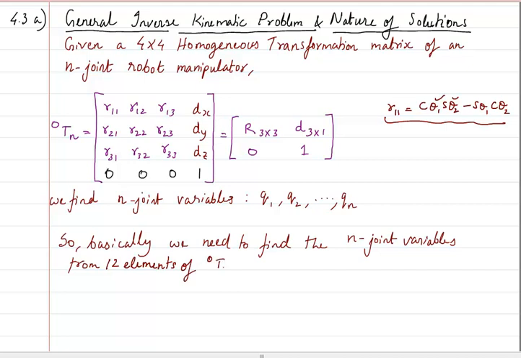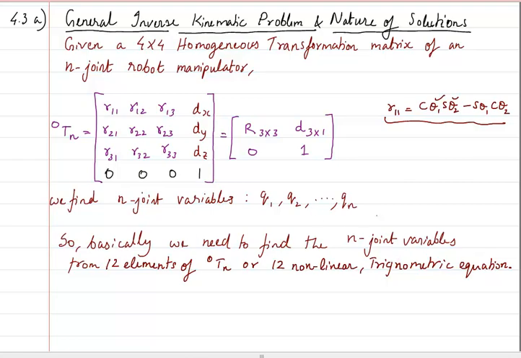From the 12 elements of the matrix 0Tn, these 12 actually form 12 non-linear trigonometric equations. So that is the problem. We are having 12 nonlinear trigonometric equations to solve to find out these n joint variables.